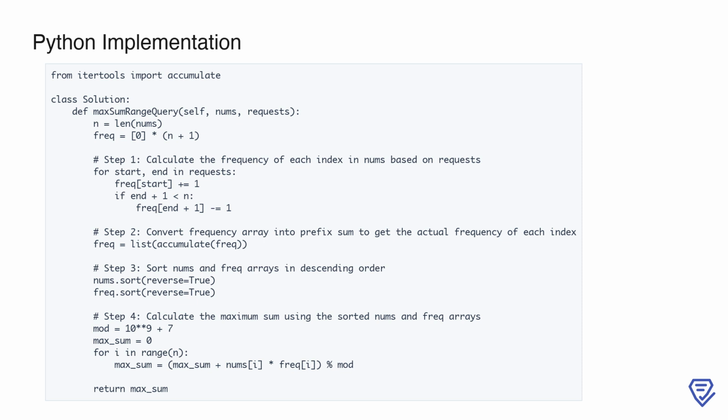5. Calculate maximum sum. We iterate over the sorted nums and frequency arrays, multiplying corresponding elements to compute the weighted sum. The result is taken modulo 10^9 + 7 to handle large numbers, as required by the problem constraints. 6. Return result. Finally, the computed maximum sum is returned as the result. This solution is efficient, with a time complexity of O(n log n + m), where n is the length of nums and m is the number of requests. Sorting the nums and frequency arrays dominates the runtime, making this approach optimal for the given constraints.